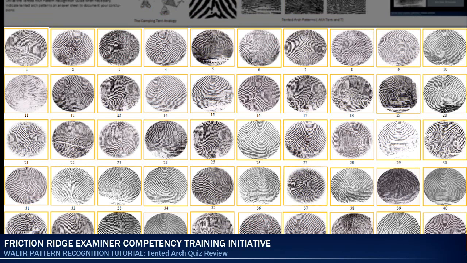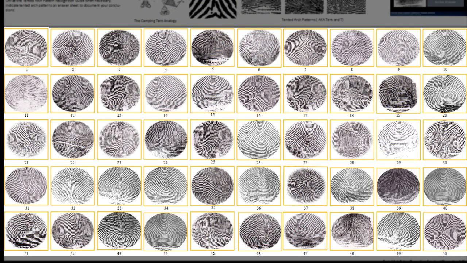Let's real quickly go over each one of these and look for the tented arch, and they should be marked as a T. Let's go ahead. 1, 2, 3 are not tented arches. 4, plain arch. 5 is a tented arch. 6, 7, 8, not a tented arch. 9 and 10, 9 is not, 10 is a tented arch.